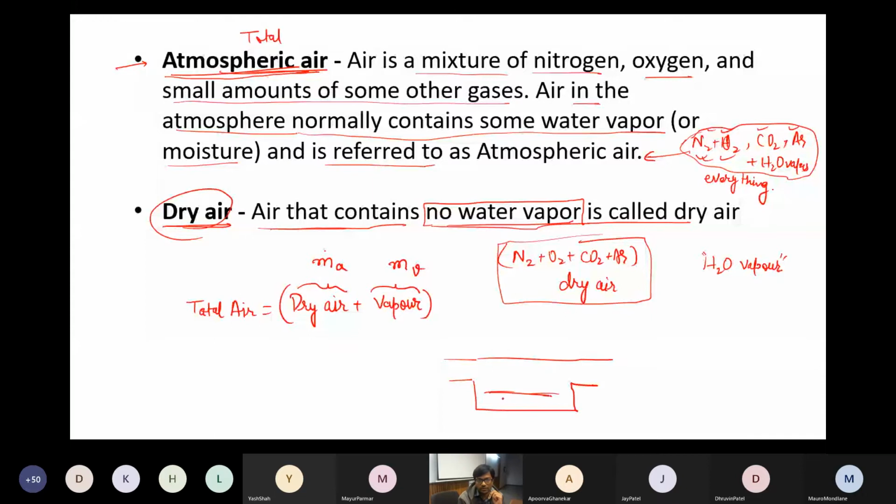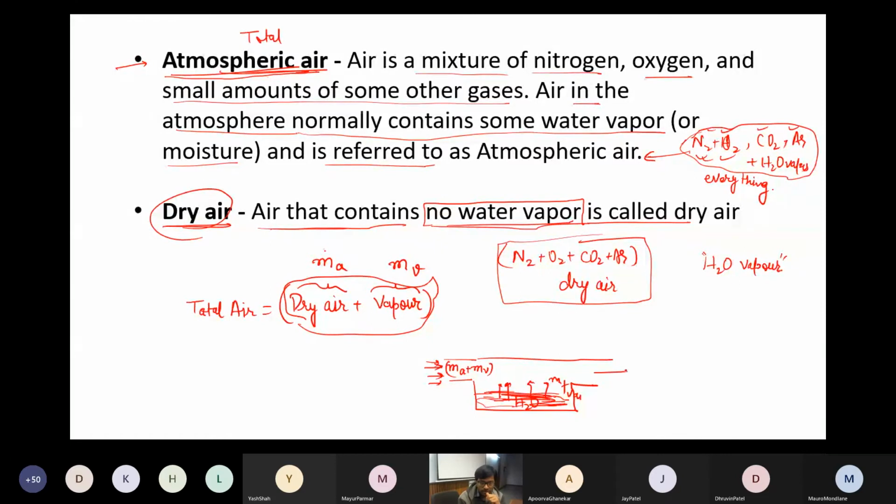Okay, and you have liquid water over here. Only liquid water, there was no air here. Now the atmospheric air is being run through it. This atmospheric air contains both dry air and vapor, so ma plus mv are coming in, and now this water has been evaporating in the form of mf, and this is vapor only.